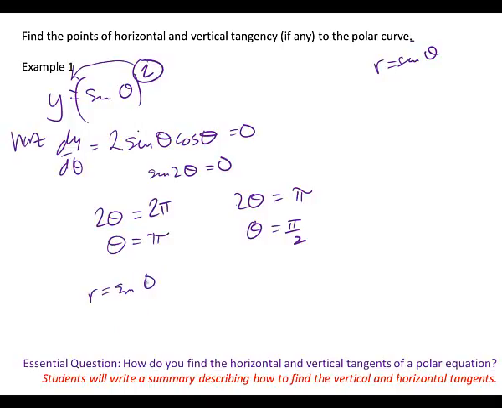Okay? So I'm going to put in the sine of pi. What is the sine of pi? Oh, sorry. The sine of pi is 0, right? Okay. I guess it wouldn't have mattered on that one. So I have the point 0, pi as one of my points. And then r equals the sine of pi over 2. What's the sine of pi over 2? 1. So my other point is 1, pi over 2.